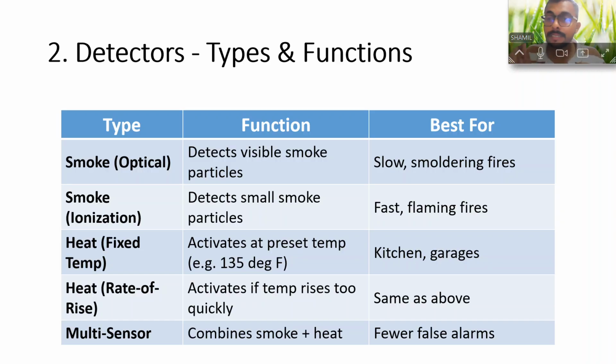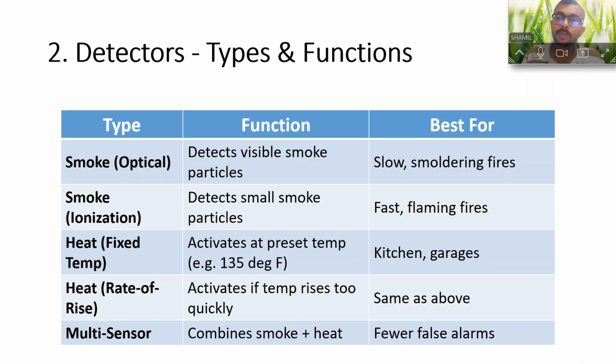The third type is the heat detector. A heat detector is used for detecting heat, and there are two types. One is the fixed temperature heat detector, where there is a predetermined set temperature. When the heat reaches that particular temperature, the heat detector gets activated. This is used in kitchens and garages where lots of smoke is developed, and to avoid false alarms we install heat detectors, which sense the heat aspect of the fire. The second type of heat detector is the rate of rise.